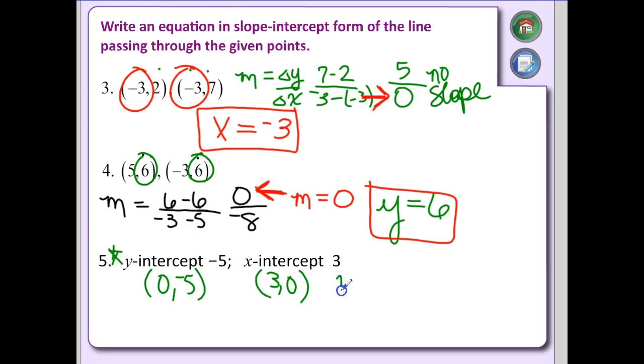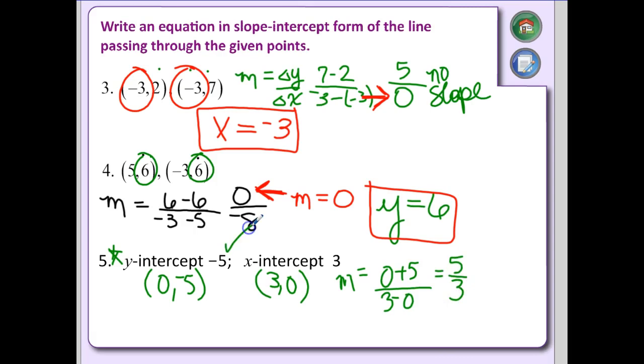Well, you know, m equals y2 minus y1 over x2 minus x1. So we're going to have 0 plus 5 over 3 minus 0. So we've got 5/3, all right? So we're going to see my slope is 5/3, that's m.